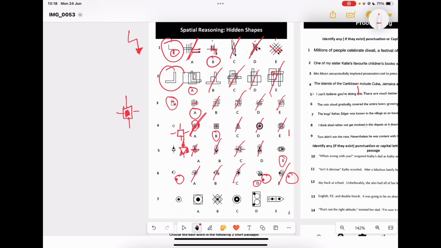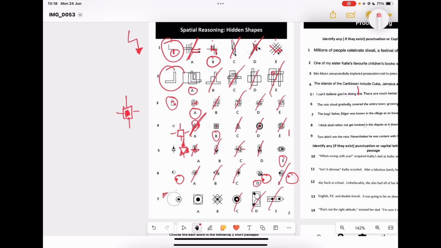Okay, next is question 7. So there is a square with a circle inside and a black circle in the middle. Now remember, it can be rotated. So we're looking for a shape with a square. So we can cross out C, D, and E, which leaves us with either... Oh, in fact, I've seen this incorrectly. That's not the test shape.